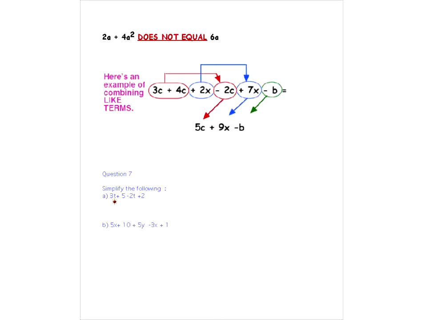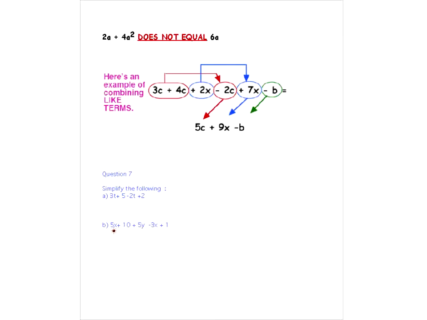Okay, so for question A, first of all, we need to group the t's, and we have 3t minus 2t, which is going to give us 1t, and we can just call it t, okay? And what are we going to get for numbers? Okay, no problems. What do we get when we simplify the numbers in A? We're going to get 7. So the answer is going to be t plus 7.